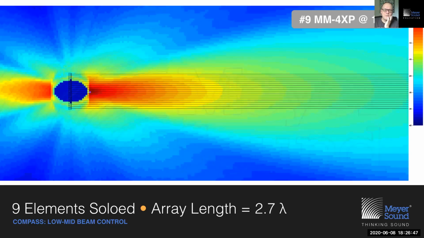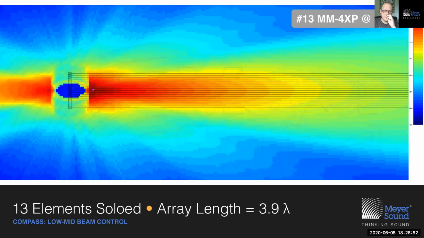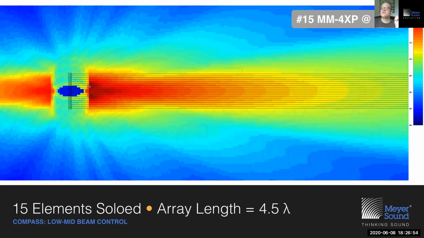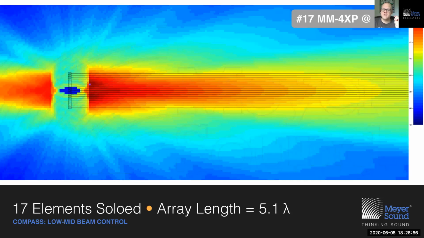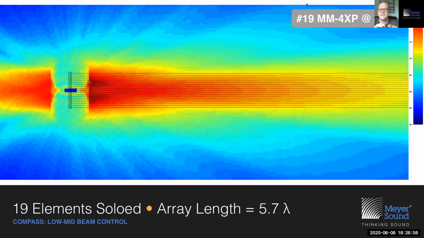And every time we turn on more elements, going to 9, going to 11, going to 13, going to 15, going to 17, and ultimately going to 19, now for the first time, all 19 MM4s are activated within the 19 MM4 array. Without exception, you see that as our line gets longer, as we start to activate more MM4s, the beam became narrower.